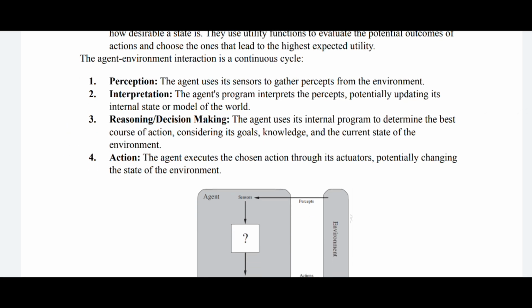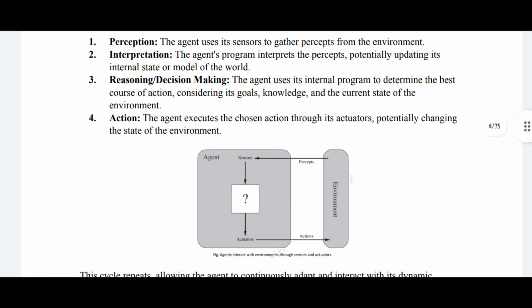Reasoning or decision making: after the environment and sensors give the information, they can make a decision. That is reasoning or decision making. Action: we know that the agent executes the chosen action through its actuator. When using the actuator, they can give the actions.